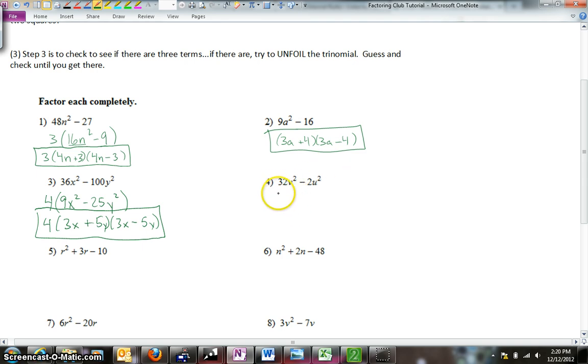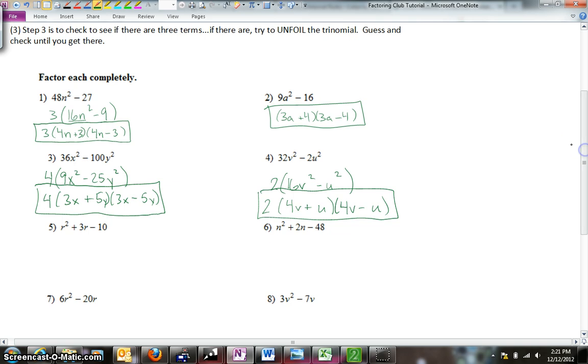Greatest common factor, always the first step. Go through first 2. It looks like 2 goes in evenly into both of them. So I've got 16v squared minus u squared. There's only two terms, so I'm going to go to step 2 and check to see if they're the difference of two squares. 16v squared is a perfect square, as is u squared. So I've got 4v and 4v, a u and a u, one's plus, one's minus. We're just factoring very well here.